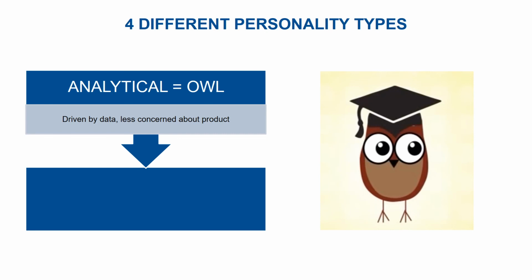The analytical, also known by identification with an animal as the owl. This type of personality is driven by data and is less concerned about the product. So how do we make a connection with this type of personality type? Leverage product specs, technical material description, focus on numbers, and definitely leverage the features and benefits of the actual product.